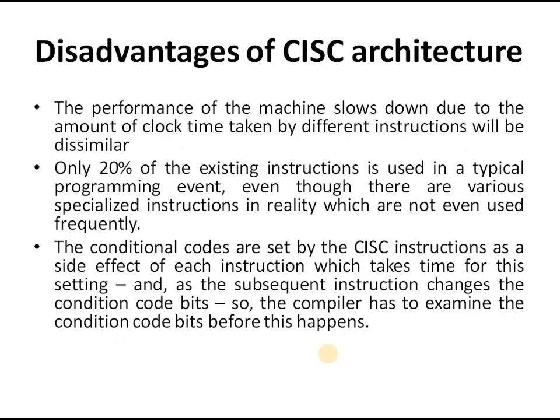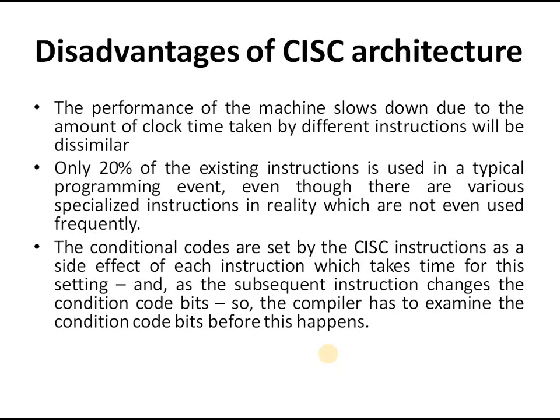And these are the disadvantages of CISC architecture. The performance of the machine slows down because the amount of clock time taken by different instructions will be dissimilar. Only 20% of the existing instructions are used in a typical programming event, even though there are various specialized instructions in reality which are not even used frequently.